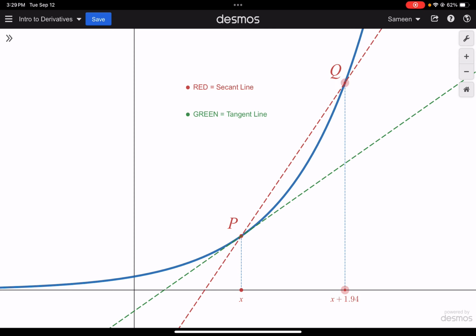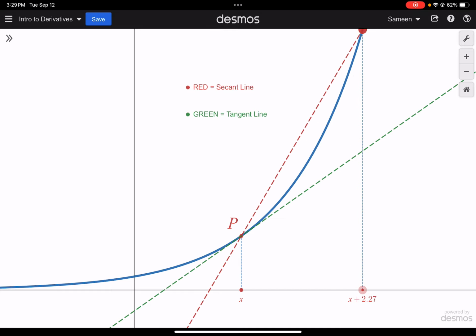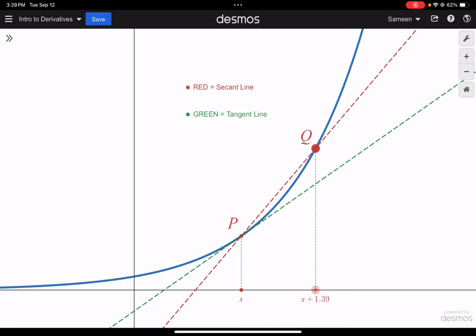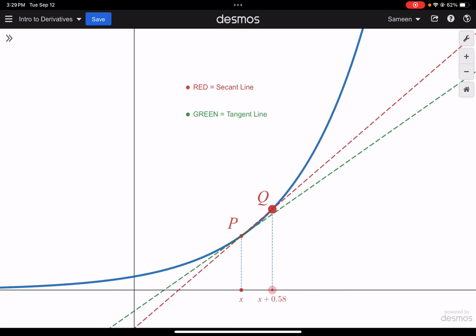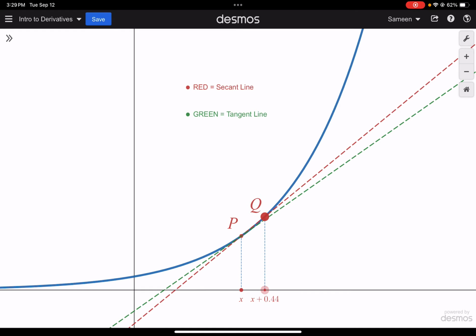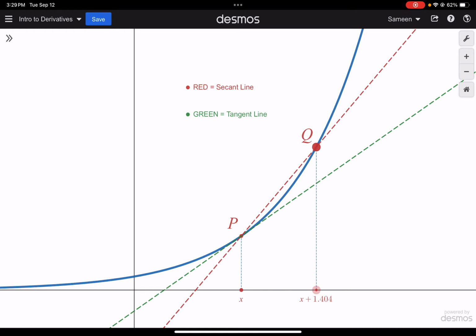If I move it further away, you can see now we have x plus 1.94 at the bottom. So that amount added to x is going to get bigger the further away Q gets. But if I can bring point Q closer to point P, then that point gets closer to x at the bottom, and that value becomes smaller.